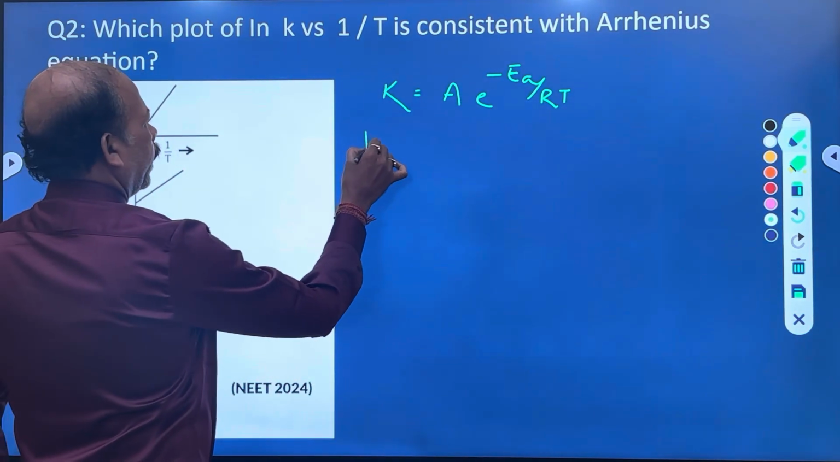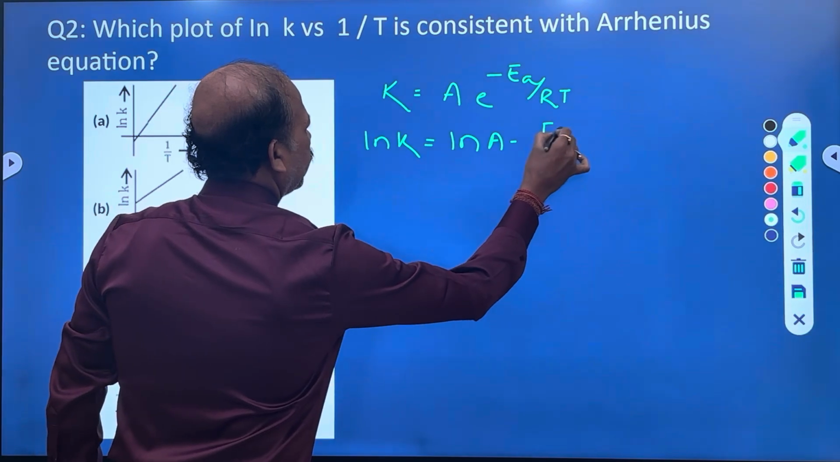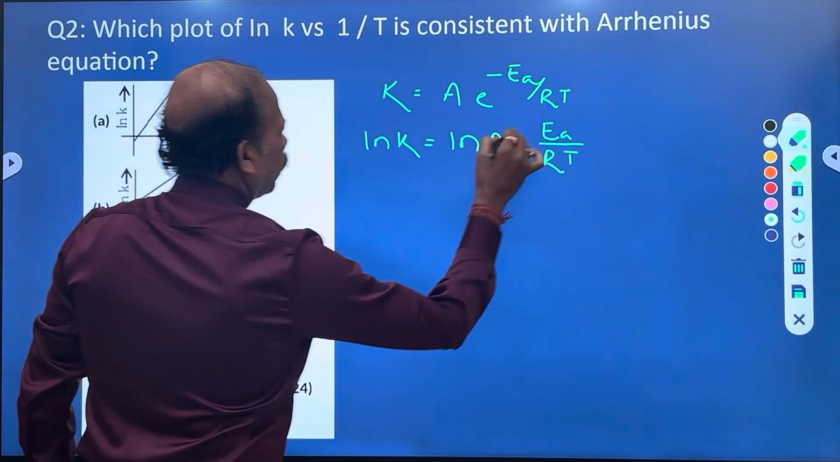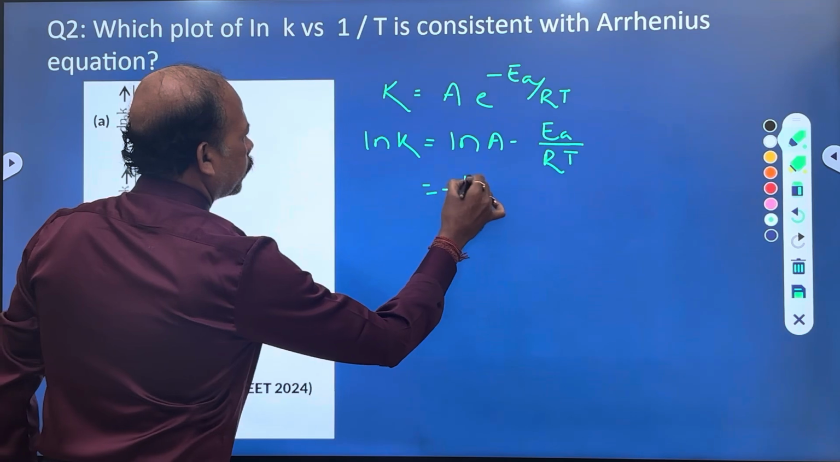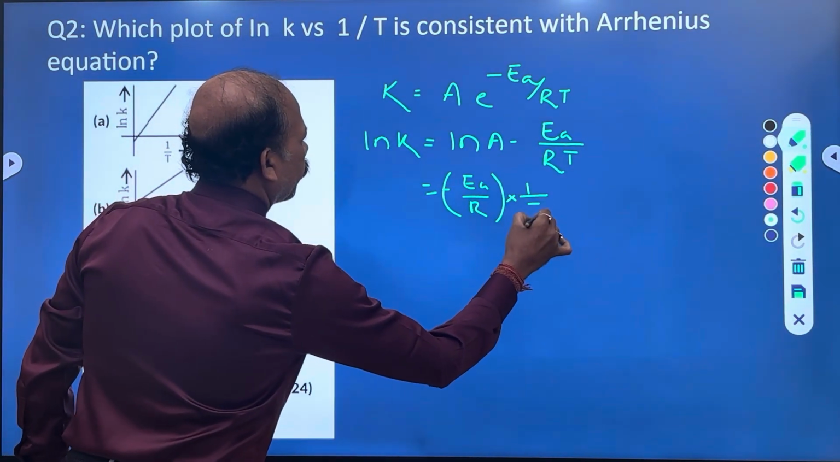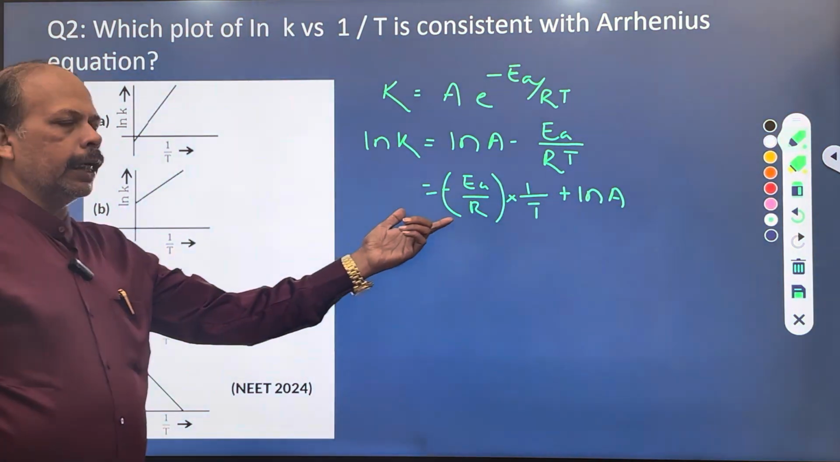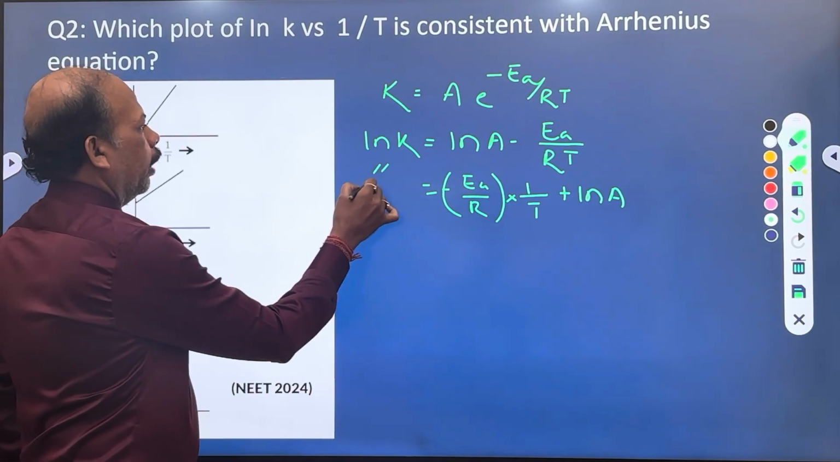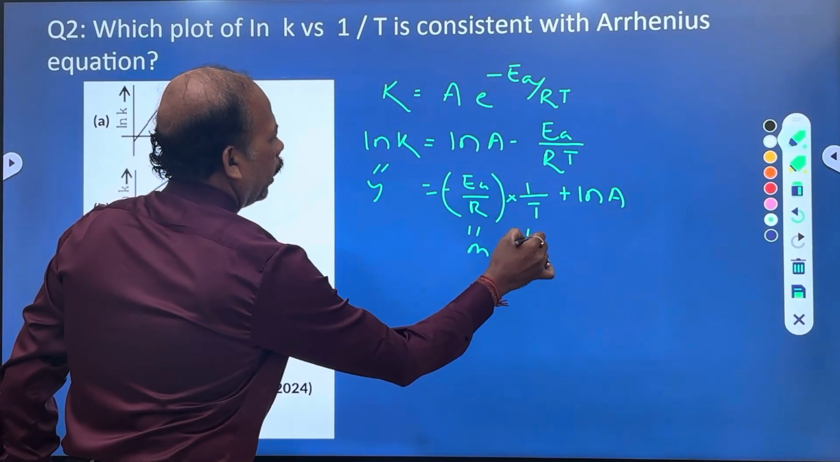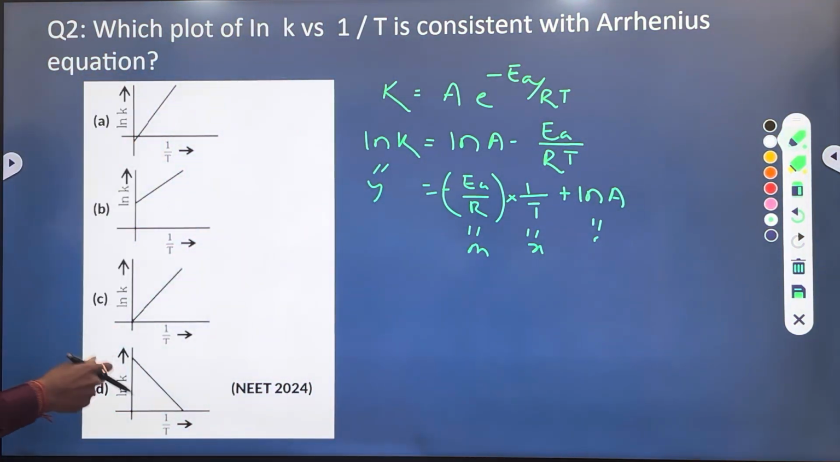So, what will be the ln K? Ln K is equal to ln A minus EA by RT. Now, we can write this as minus EA by R into 1 by T plus ln A. Now, it gives a straight line equation. This is equal to y equals m x plus c. Now, slope is negative. Now, in which graph slope is negative? Only the option D. Slope is negative.